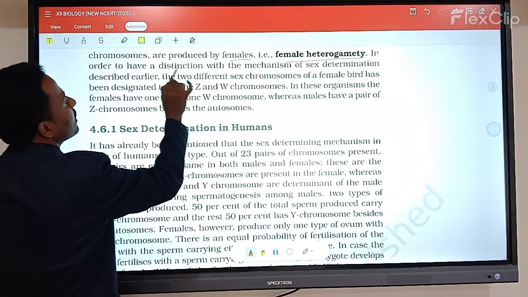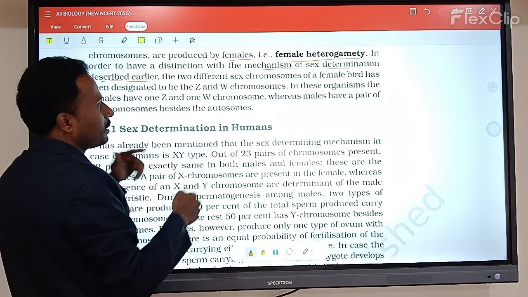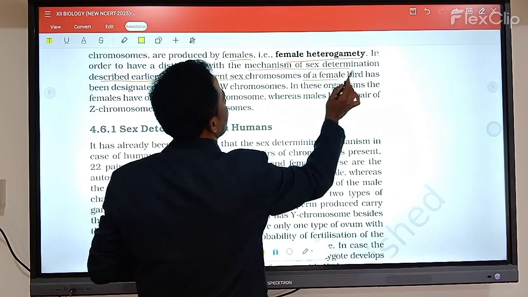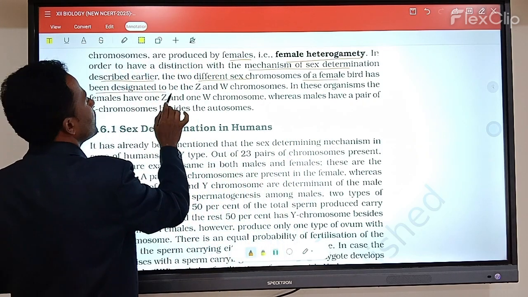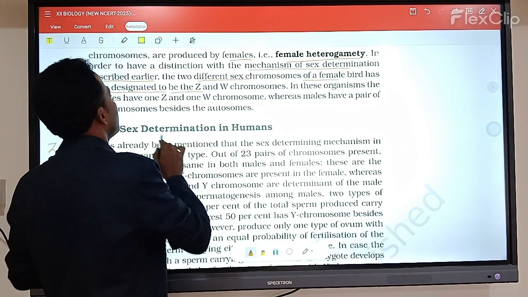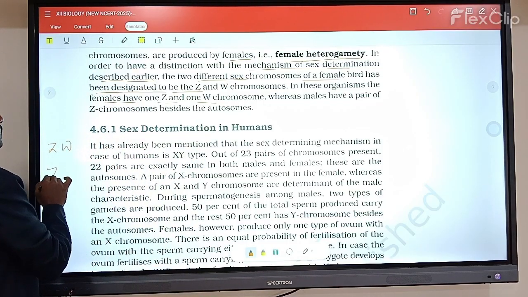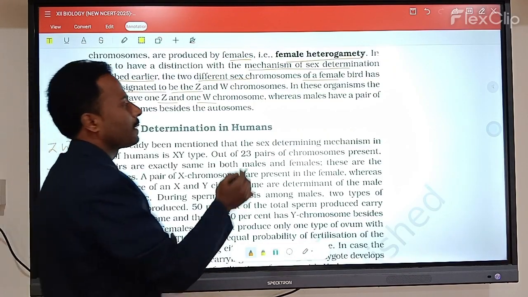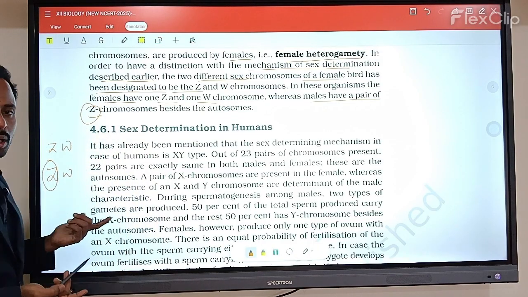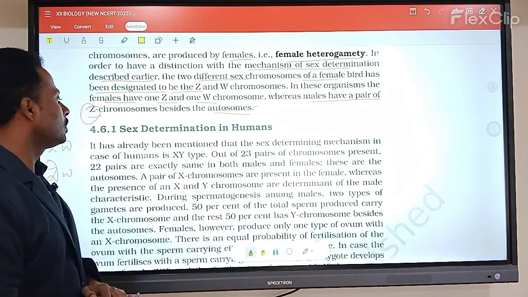Next, continuing the discussion of the mechanism of sex determination described earlier, which was explained previously. With two different sex chromosomes, the female birds have Z and W, so the females have ZW. In other organisms with ZW, the same female sex organs are present, whereas males have a pair of Z chromosomes. The Z is part of the male, and it shows as completely autosomal.